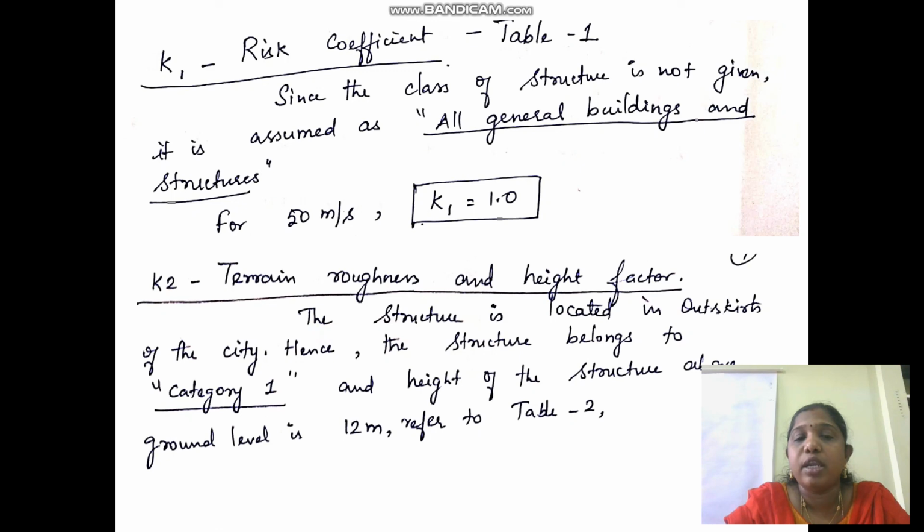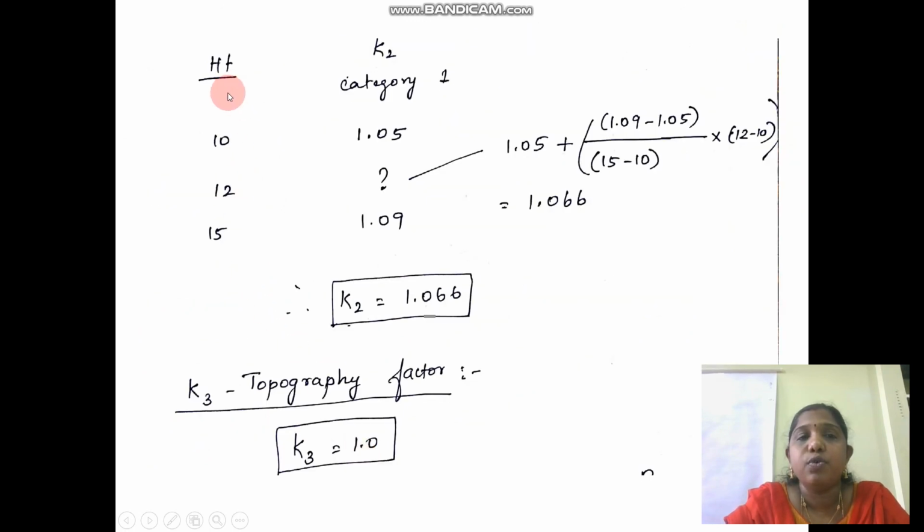Then K2 is your terrain roughness and height factor. The structure is located in the outskirts of the city, with a small number of obstructions. So it comes around category 1, and the height of the structure is around 12 meters. Referring to table 2, at 10 meters your K2 factor is 1.05, and for 15 meters it is 1.09, but your height of the structure is 12 meters. So you have to interpolate to find the value of K2. So K2 is equal to 1.066.